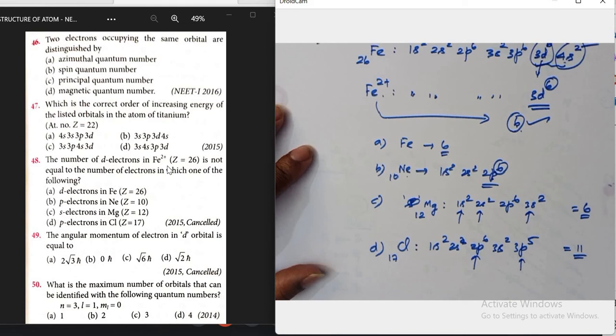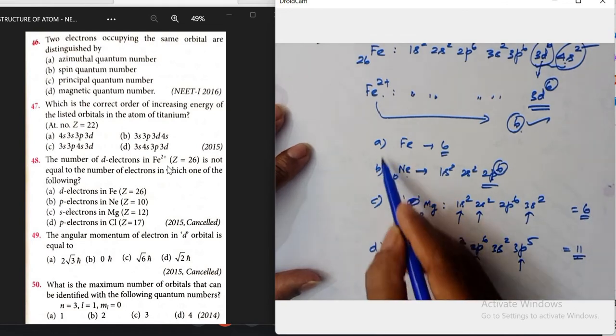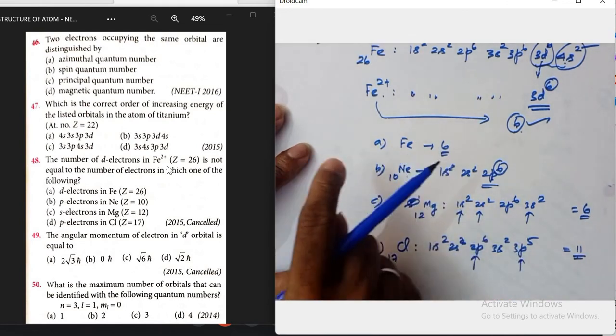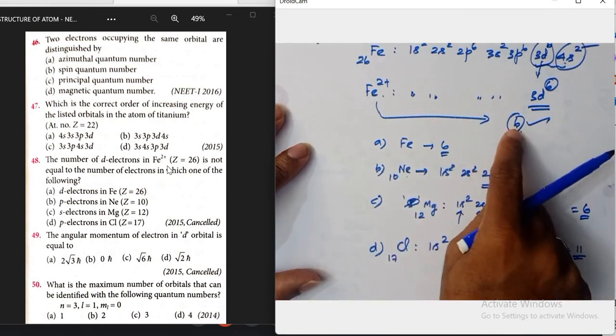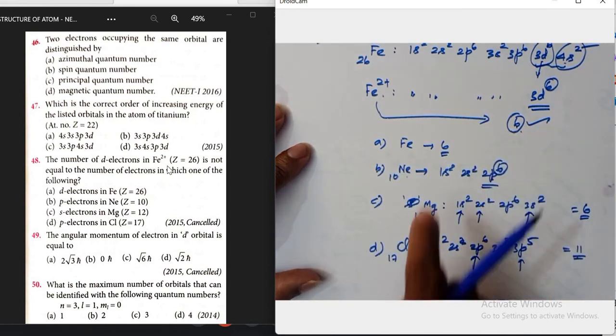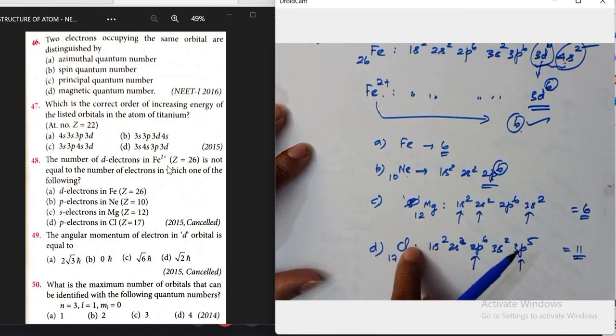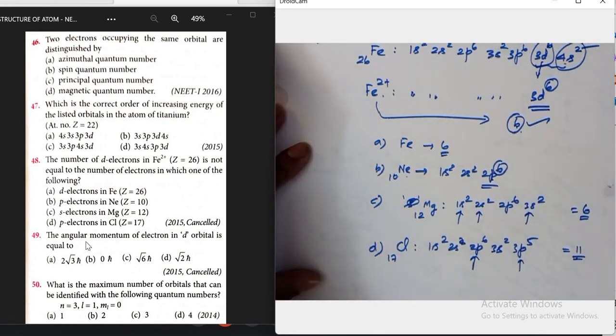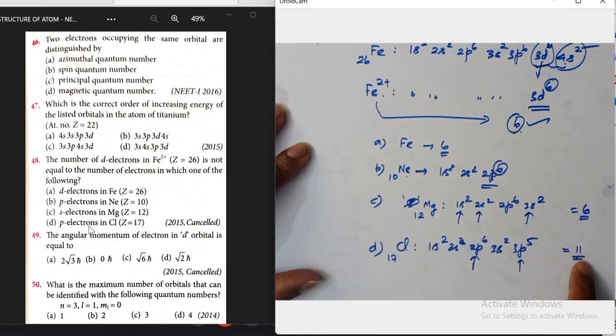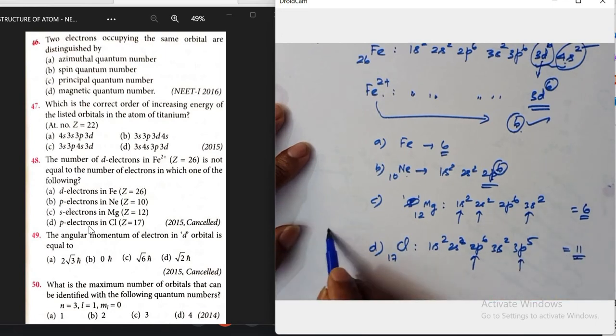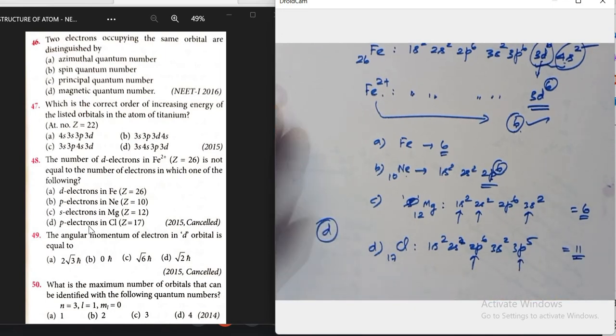So p electrons in chlorine is 11, not 6. In all the other three options, the given statement matches with 6 electrons, but in option D, it is given that p electrons are 6, while there are 11 p electrons, which is not matching. So the correct option for this question is option D.